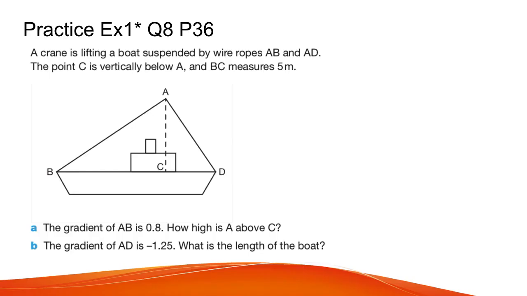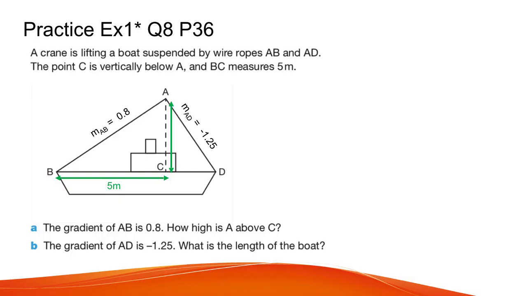I took this from a certain question paper, a certain textbook actually. A crane is lifting a boat suspended by wire ropes. The point C is vertically below A. Can you see? It's vertically below A, and how many meters is BC? 5 meters. Okay. And then the gradient of AB is 0.8. How high is A above C?